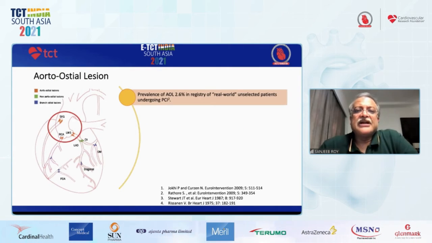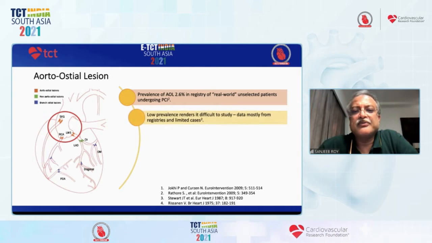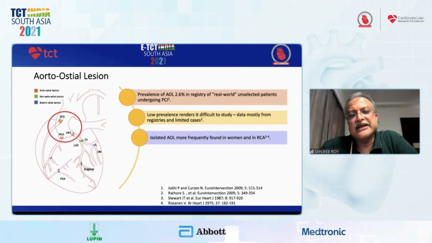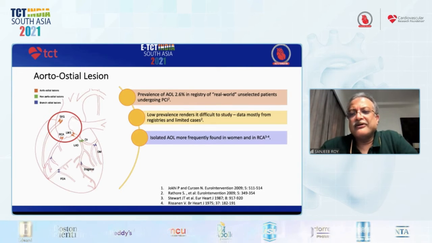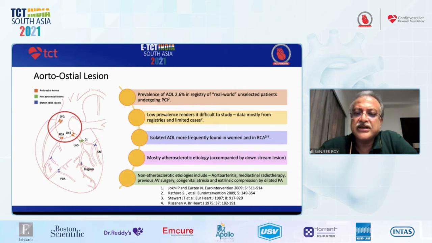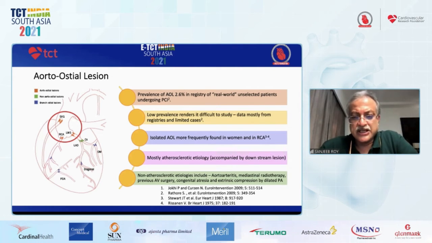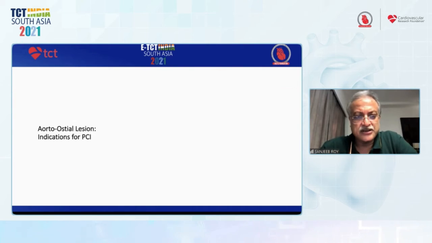However, the prevalence of aortoostial lesions is low. It is reported in 2.6% in registries of real-world unselected patients. This low prevalence renders it difficult to study, and the data are mostly from registries and limited case data. Isolated aortoostial lesions are more frequent in women and in the RCA, and are mostly atherosclerotic. Non-atherosclerotic lesions include aortoarteritis, mediastinal radiotherapy, previous aortic valve surgery, congenital atresia, and extrinsic compression such as by a dilated pulmonary artery.